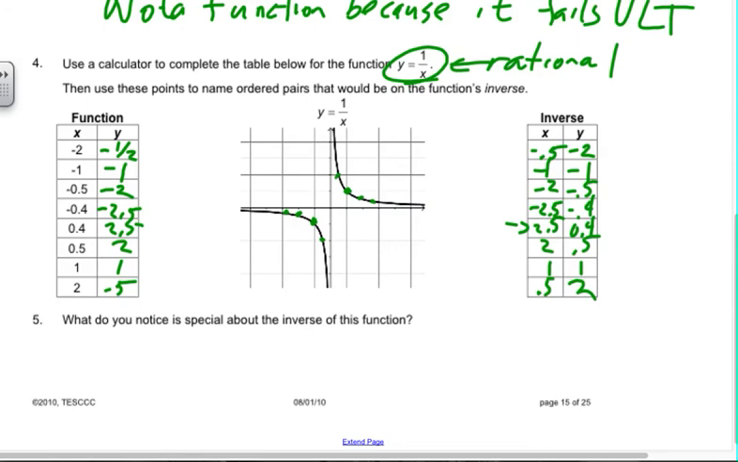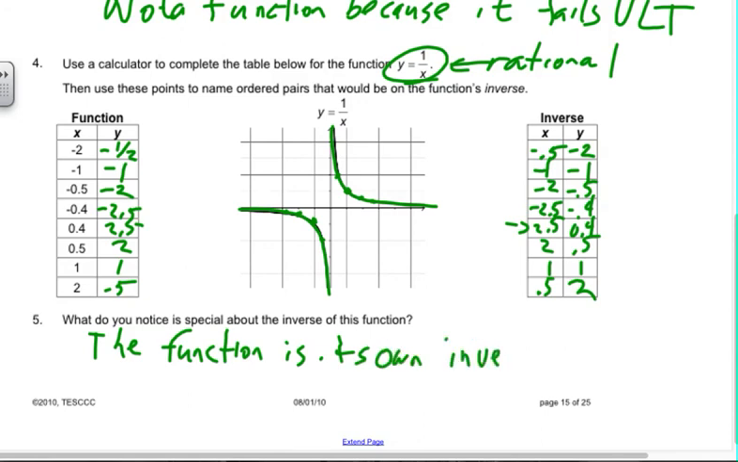And what you'll notice is that the inverse lies right on top of this line. So what's special about this is the function is its own inverse. And we can take a look at that graphically.